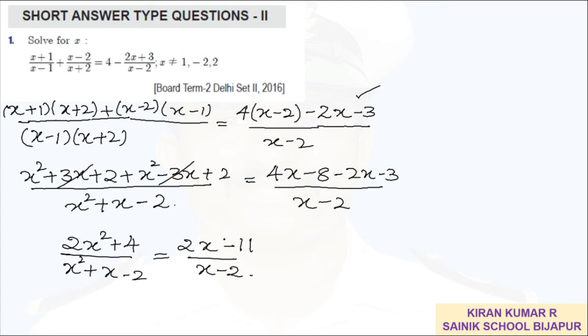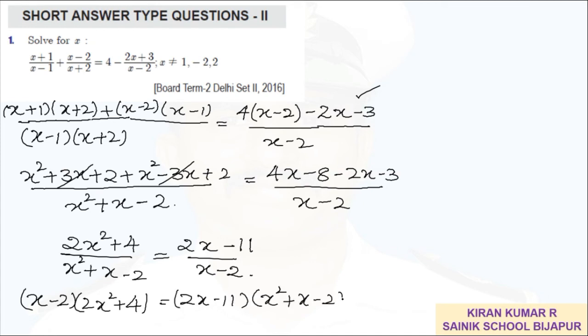Now it's very important to cross multiply. Upon cross multiplication it becomes (x minus 2) times (2x square plus 4) equal to (2x minus 11) times (x square plus x minus 2). Let us further simplify this.